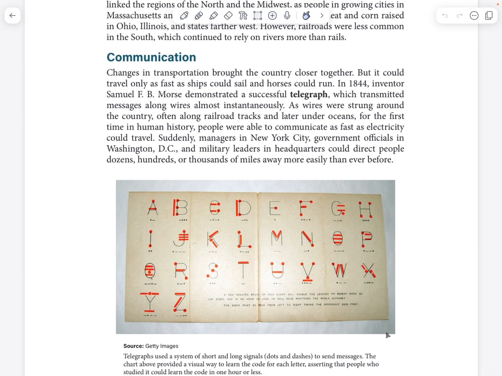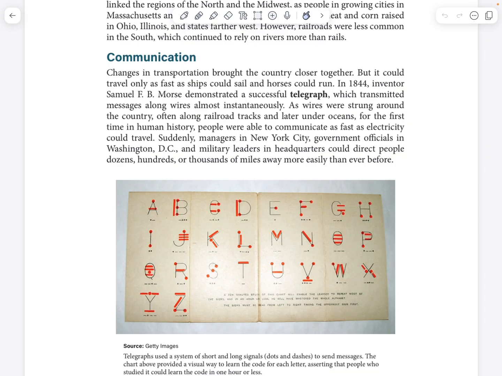Communication. Changes in transportation brought the country closer together, but it could travel only as fast as ships could sail and horses could run. In 1844, inventor Samuel F. B. Morse demonstrated a successful telegraph, which transmitted messages along wires almost instantaneously. As wires were strung around the country, often along railroad tracks and later under oceans, for the first time in human history, people were able to communicate as fast as electricity would travel.